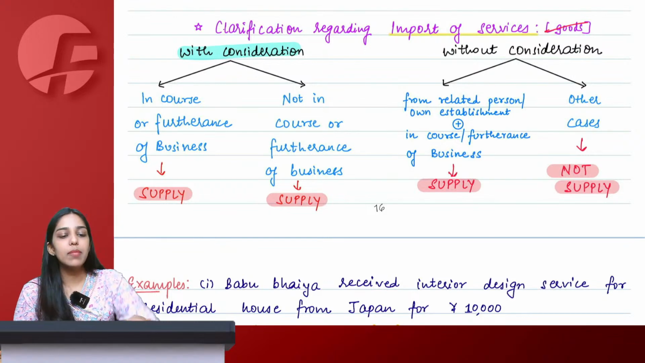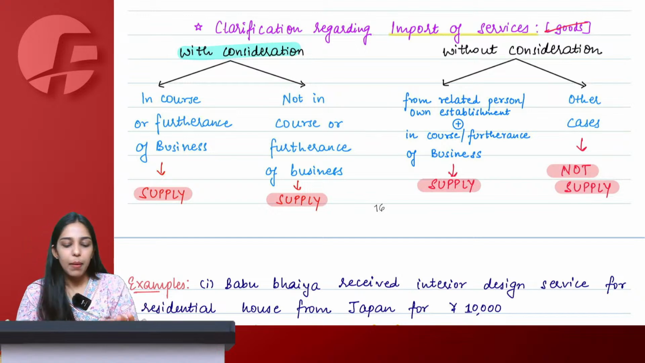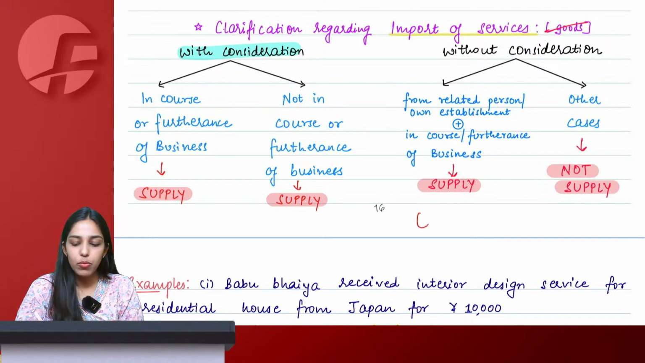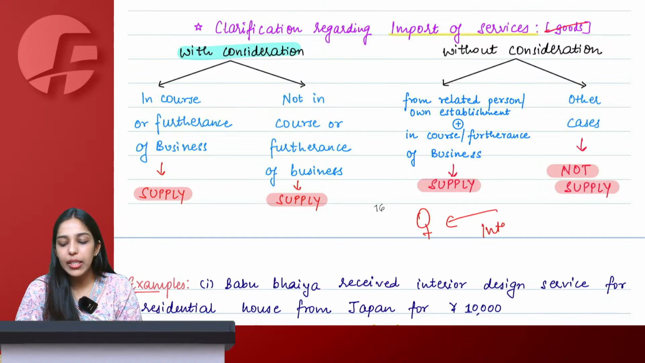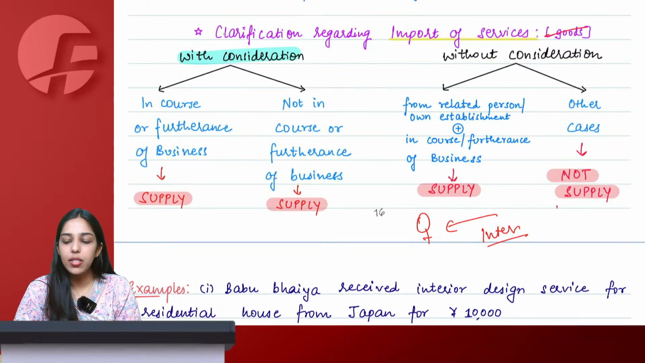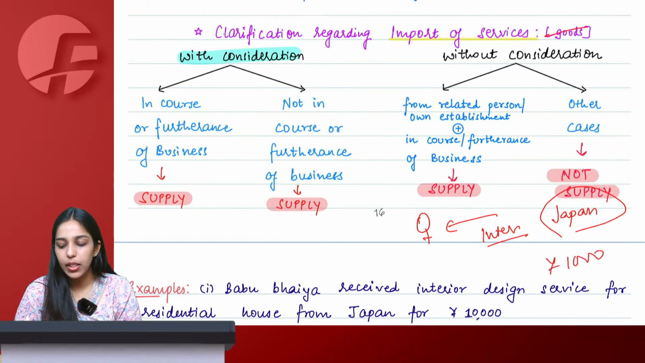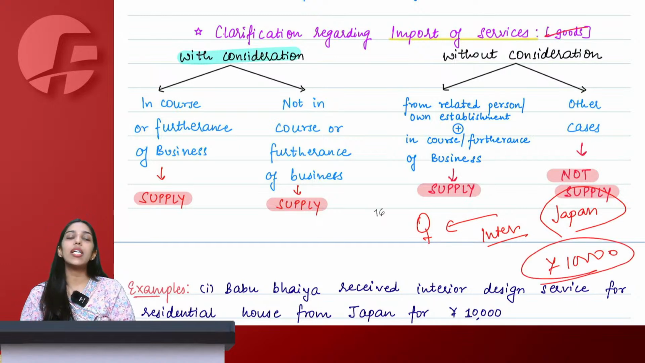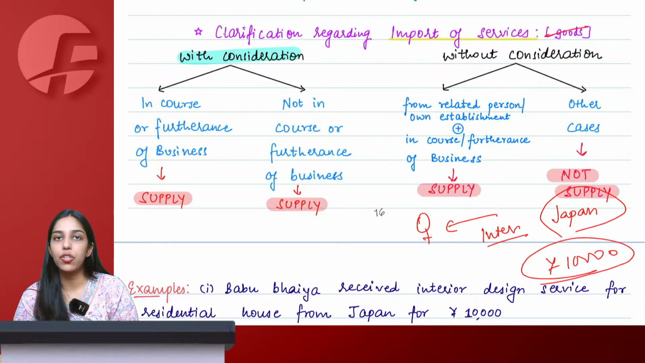Okay. So there is Babu Bhaiya, who has received interior designing services for a residential house from Japan. So Babu Bhaiya has received interior services from Japan for a consideration of 10,000 yen. Tell me whether it is supply or not. If it is supply, then under what subsection, what clause?